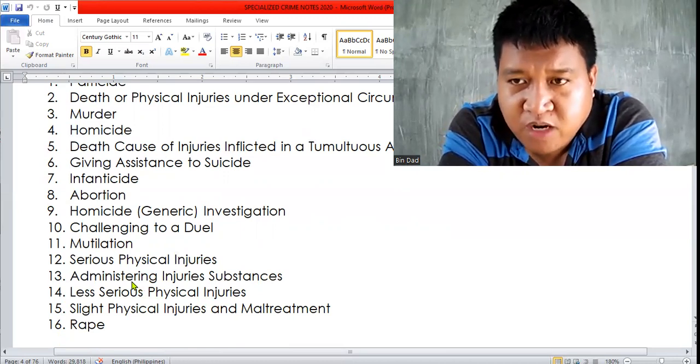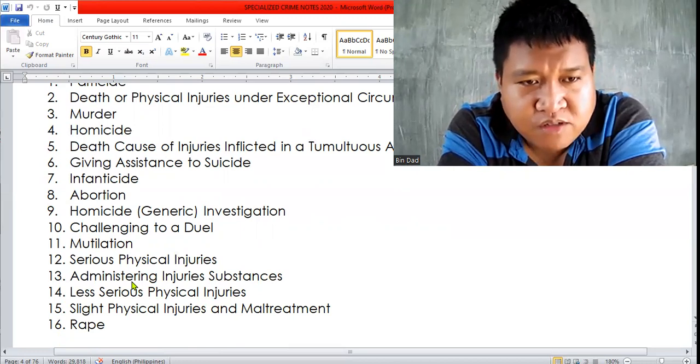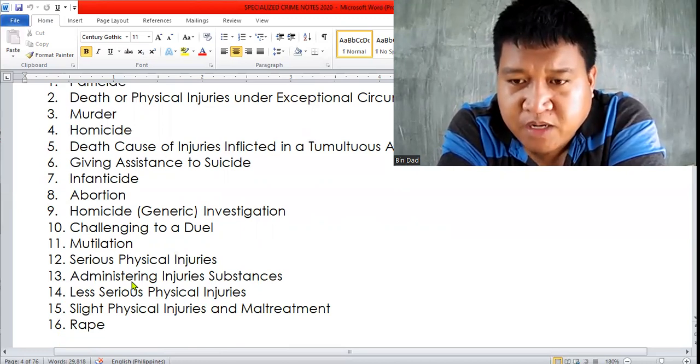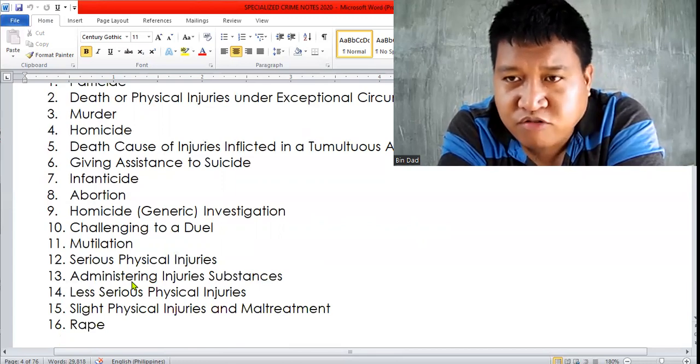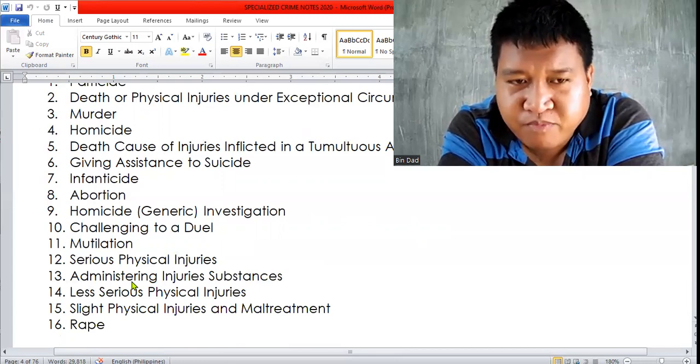Pag gusto nyo mag-duelo, parang mga cowboys. Mutilation, yan. Pag kinat mo yung ari ng isang tao, especially sa lalaki, that is mutilation, hindi physical injury. Mutilation.